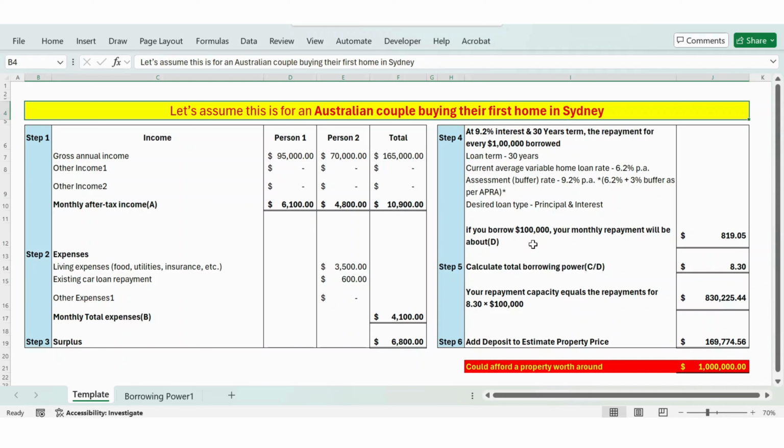In today's video, we are diving into something super practical: how to calculate your borrowing power in Australia in 2025. Whether you are planning to buy your first home or upgrade to a new one, understanding how much you can actually borrow is the first step. And do not worry, we'll go through a real life example step by step so you can easily apply this to your own situation.